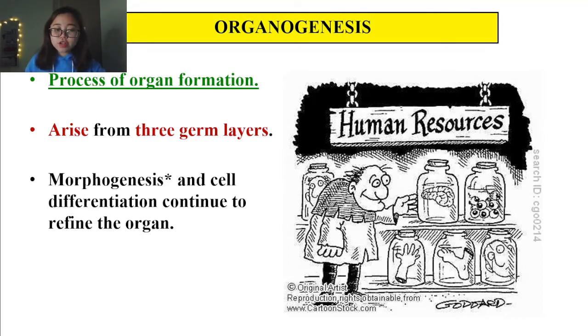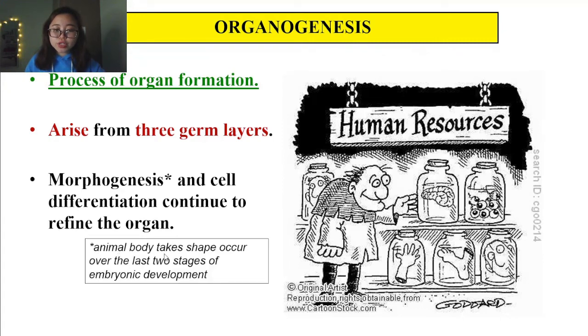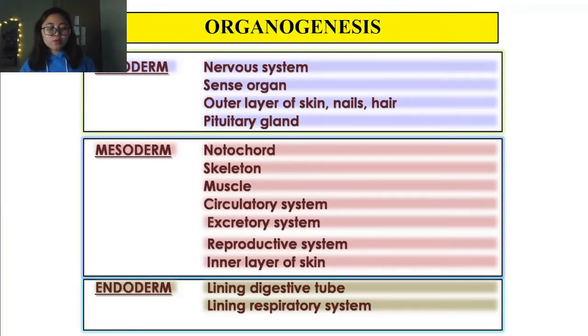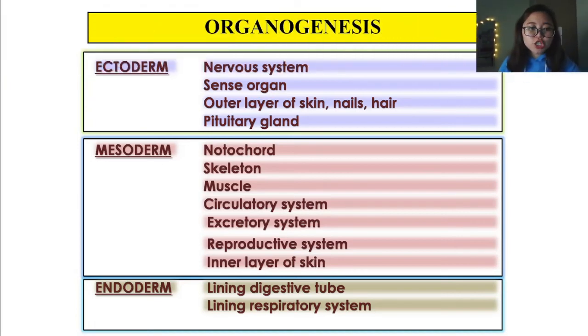Morphogenesis and cell differentiation will continue to refine the organ. Morphogenesis means the animal body takes shape, occurring over the last two stages of the embryonic development. Pembentukan bentuk. Morpho bentuk. Genesis, proses pembentukan. Okay, so this is what I was talking about earlier. So those three germ layers will grow and differentiate and become all these different types of tissues.